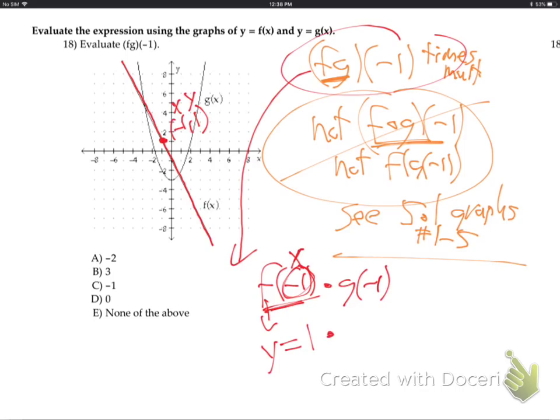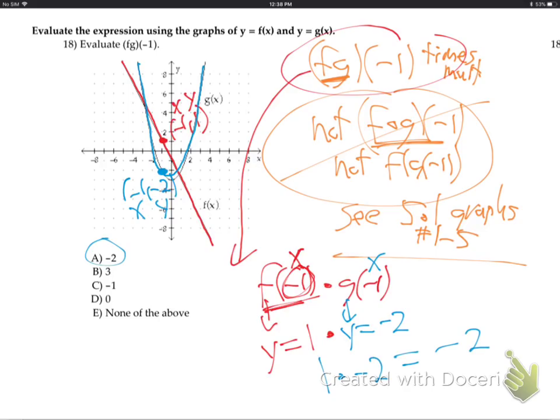Times. Now do the same thing for g. Look at the g graph. Here's the g graph. And say, g, give me the x value negative 1. Find the dot, x value negative 1. Okay, it's right here. Back 1, down 2. That's the x, that's the y. Give me the y value, please. Negative 2. So this is 1 times negative 2, negative 2. Is that good on that?